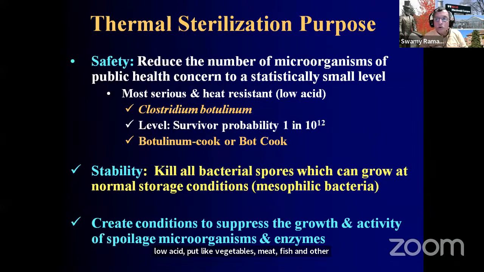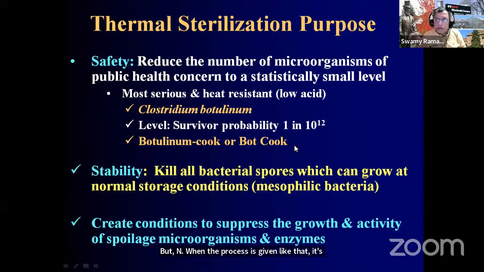Statistically, the process is set to reduce the incidence or the growth and occurrence of Clostridium botulinum to 1 in 10 to the 12 cases. It's a lot of safety in terms of reducing the probability of survival of Clostridium botulinum. When the process is given like that, it's considered a botulinum cook or bot cook. That means it eliminates the possibility of any botulism incidents.